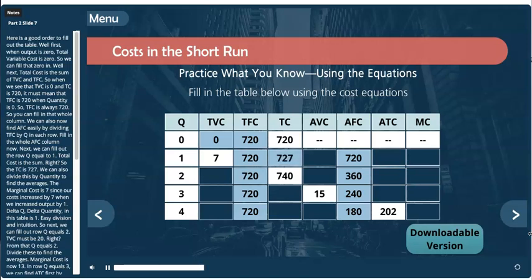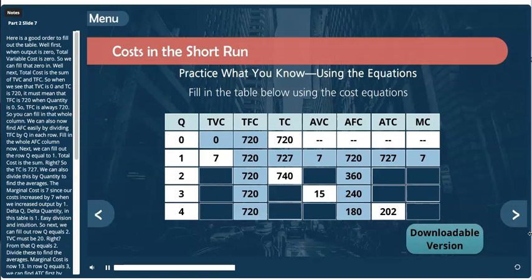We can also divide this by quantity to find the averages. And the marginal cost is 7 since our costs increased by 7 when we increased output by 1. So delta Q, delta quantity in this table is 1, easy division and intuition.